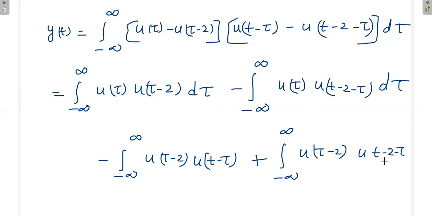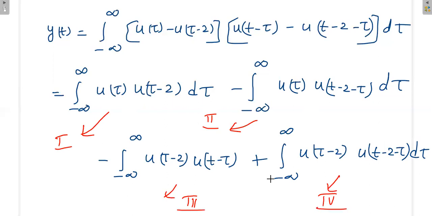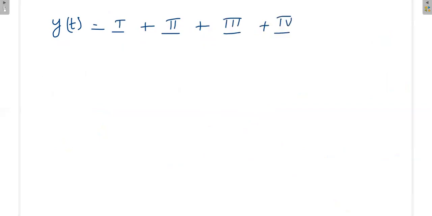Now this is a lengthy integral, so I will name this the first integral, this the second integral, and then the third integral and fourth integral. I will calculate them separately, then later I will merge all the results. That will provide y of t. So finally, what is y of t? Y of t is equal to the answer from the first integral, the second integral, the third integral, and the fourth integral. Now we'll compute the integrals separately.